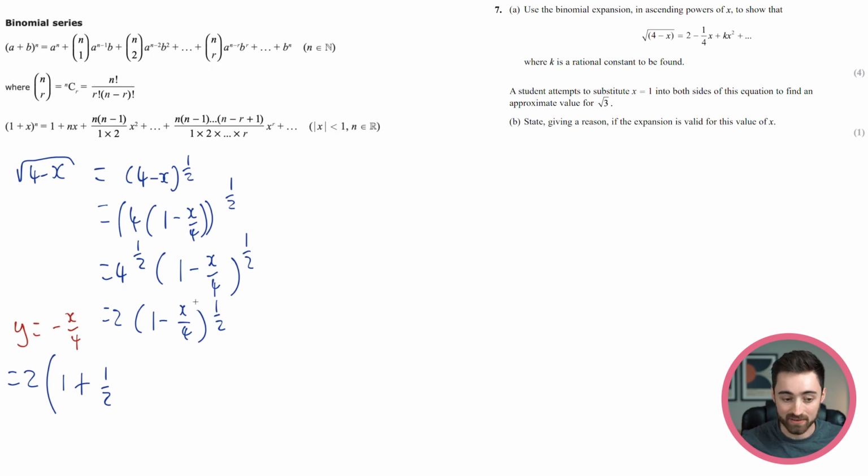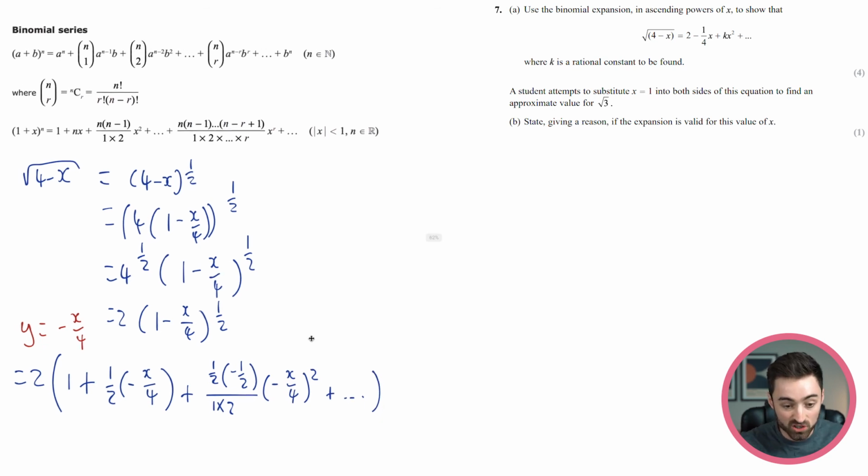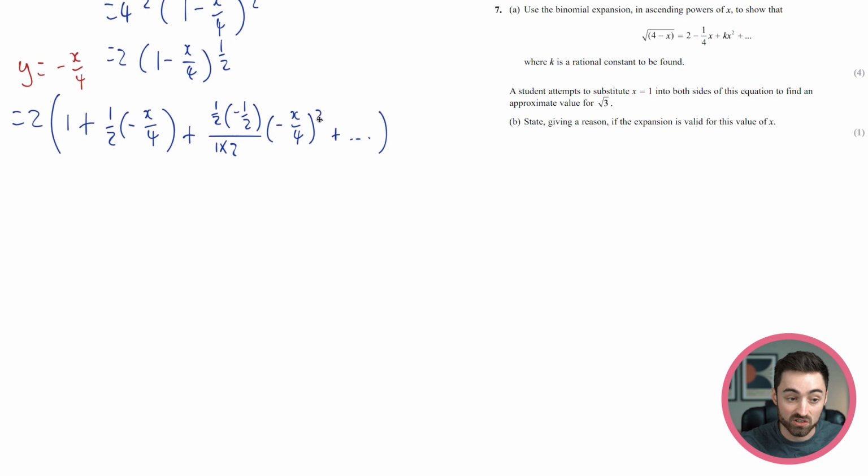Multiplied by x. My value of x is, remember, this: minus x over 4. So just one more term at this point. I have plus n, so 1/2. N minus 1, well, that would be a half minus 1, which is minus a half, divided by 1 multiplied by 2 times by x, which we know to be minus x over 4, all squared. And then we do have a plus dot dot dot, but as we say, we don't care about those terms. So just work out what this is essentially, and hopefully you should be good.